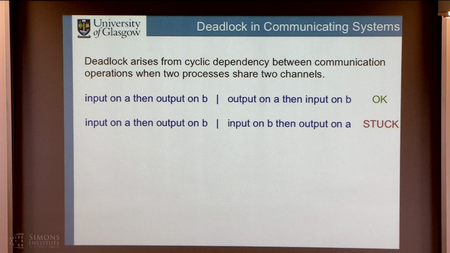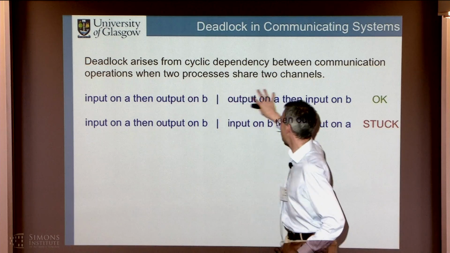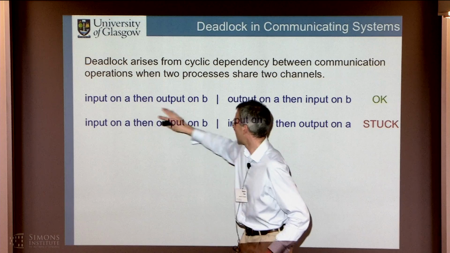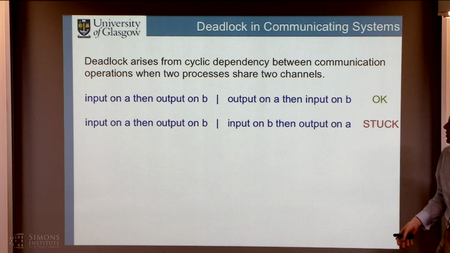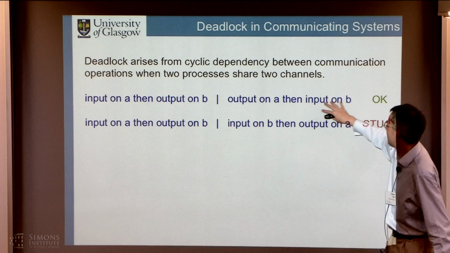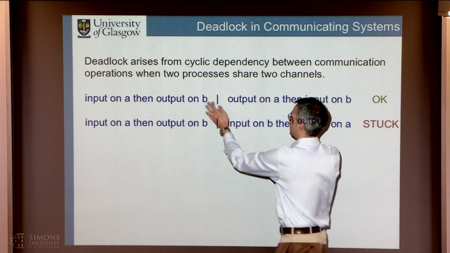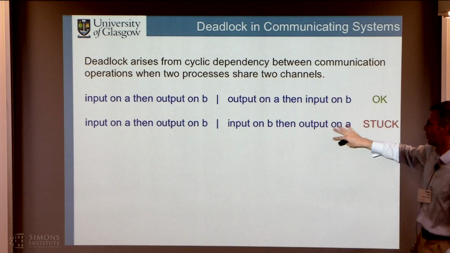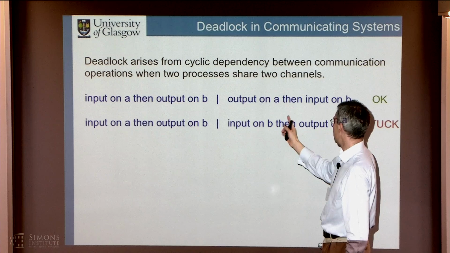OK, so the third thread to introduce is the idea of analysing deadlocks in communicating systems. Deadlock is what happens when a concurrent system is unable to make progress because communications are blocking each other. So here are two archetypal examples of deadlock and non-deadlock. What's happening here is that we've got two components in parallel. They're both using channel A and channel B. I don't care about the messages, just the channels. And here we've got input on A followed by output on B in parallel with output on A followed by input on B. And this is fine because the A's can match up and then the B's can match up. But underneath, we've got something where the output and input have been exchanged here.